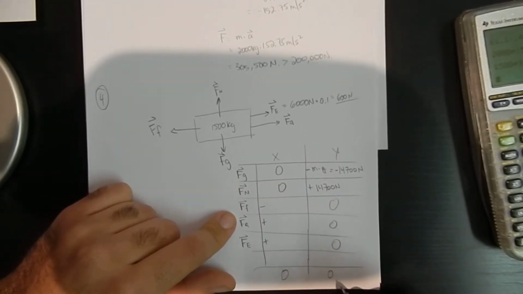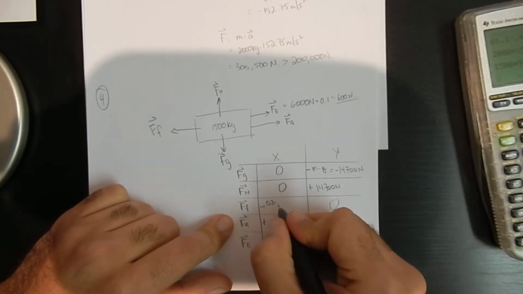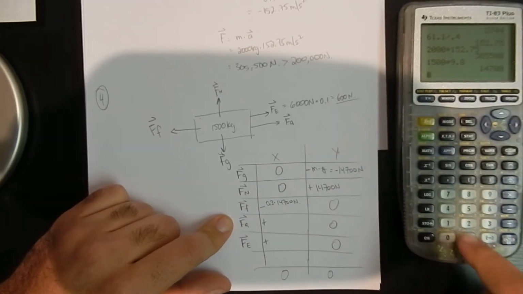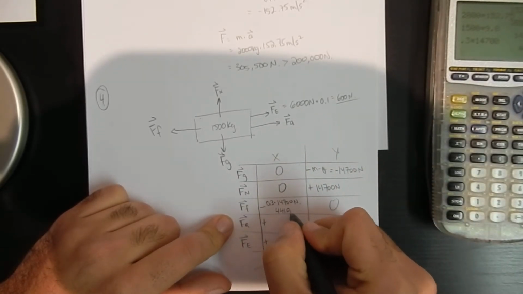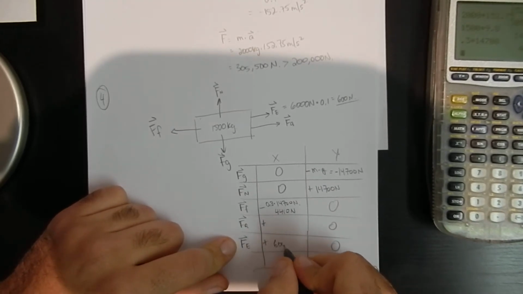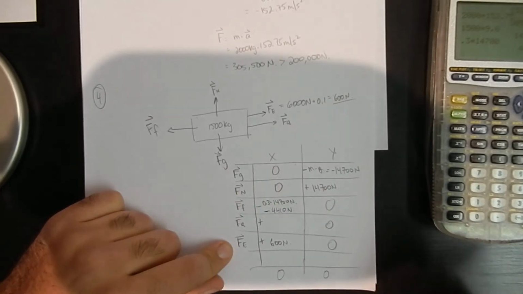It says in the question that the coefficient of friction is 0.3. So this is 0.3 times the 14,700 normal force. So 0.3 times 14,700, and that's equal to 4,410 newtons. All right, the engine supplies 600 newtons, and obviously this is in the negative direction.